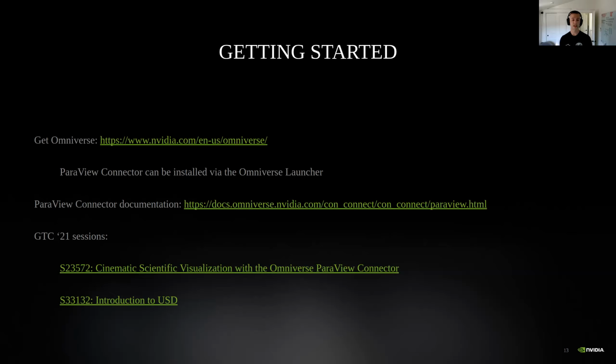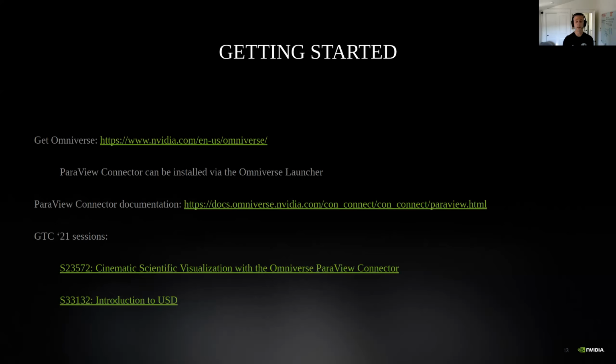The ParaView connector works with ParaView 5.9 or newer, and all you have to do to get it is have the launcher downloaded and download the ParaView connector from the launcher, and that'll walk you through the steps to get it installed. Once that's installed, you can just follow the steps I showed a little bit earlier to get data from ParaView into Omniverse. And right now, that's probably the easiest way to get data into Omniverse, since ParaView has such a broad range of capabilities and readers.